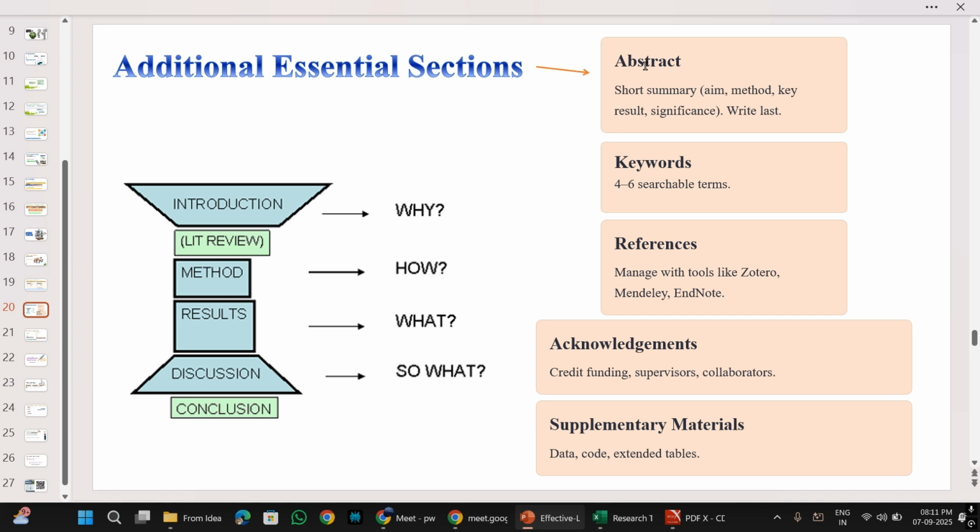And then along with abstracts also come keywords, at least 4 to 6 keywords, so that if somebody searches for them, then you should be able to find it.